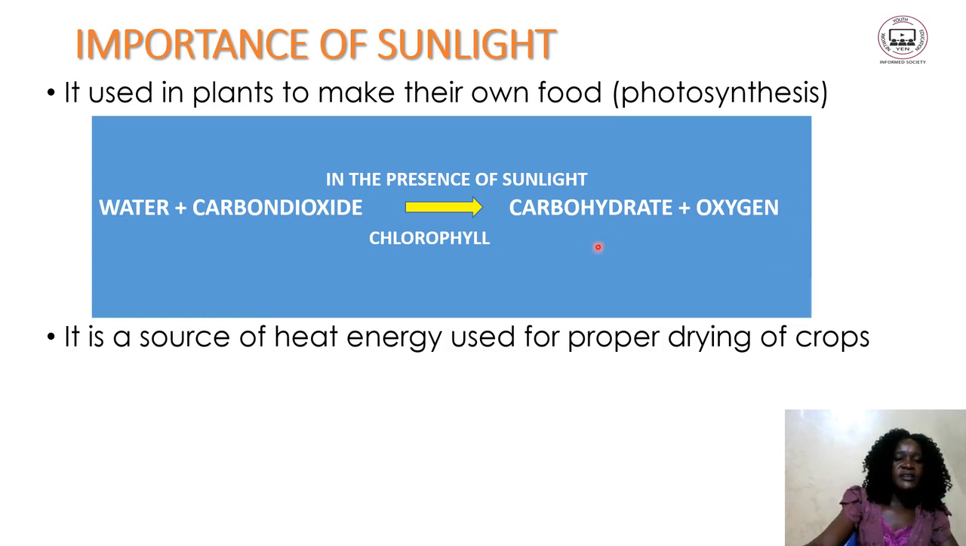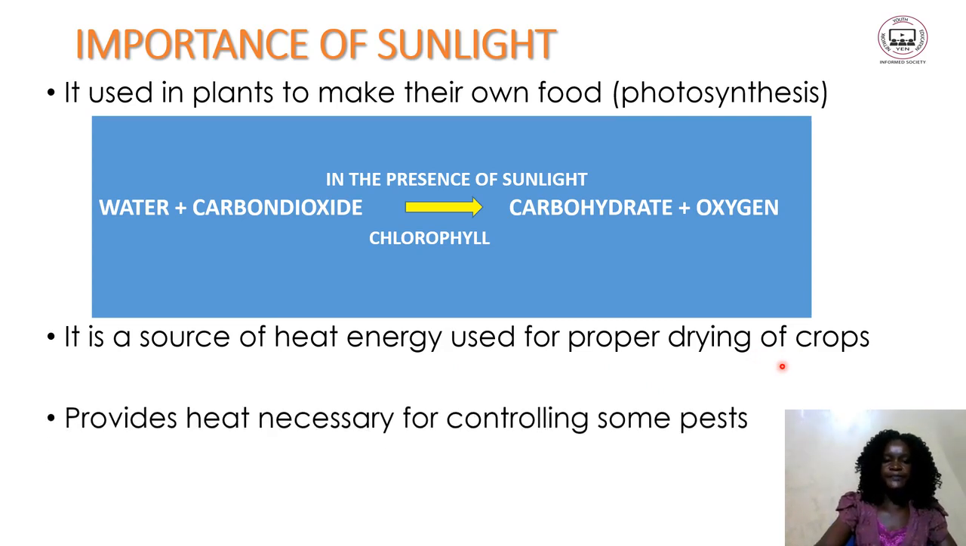Apart from that, sunlight is also a source of heat energy which can be used for proper drying of crops. As you know, soon after harvesting, we take the crop produce and display it under the sun so that it can dry up quickly.